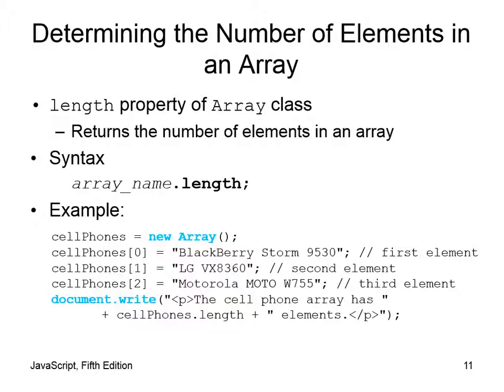The length property of an array class. All it tells you is how long that array is. All right. So we have cell phones, new array. We've already done these parts up here. In the paragraph format, the cell phone array has blank elements. And the variable name would be cell phones, which is the array name, dot length, because that's the attribute of it. Does that make sense? Remember, anytime I have the period, I'm looking for an attribute or an object or property of whatever element I'm talking about.